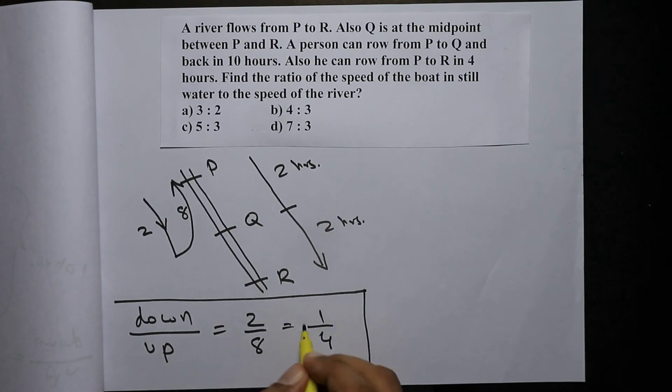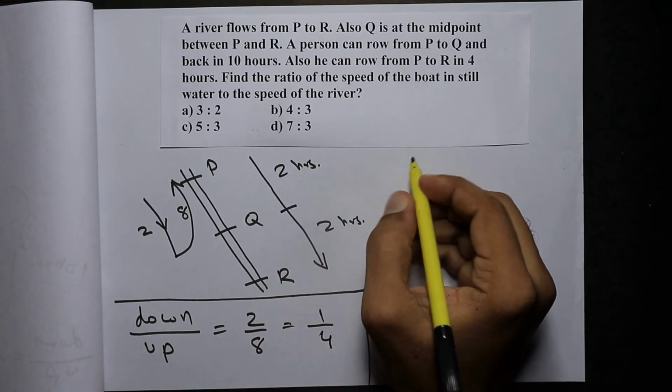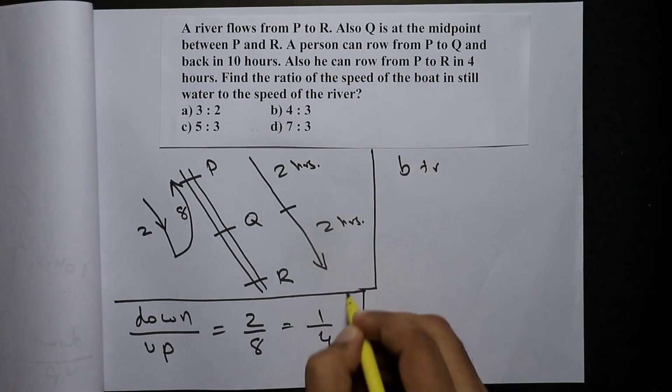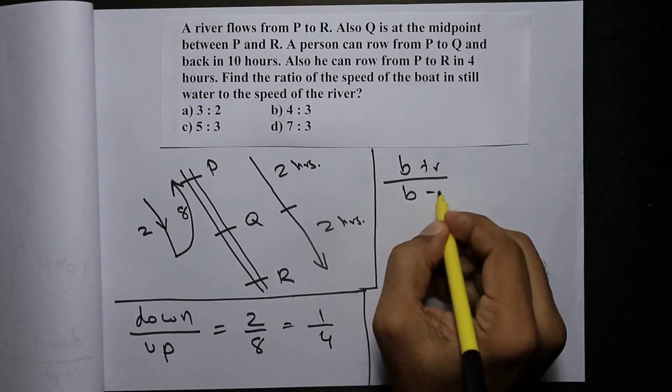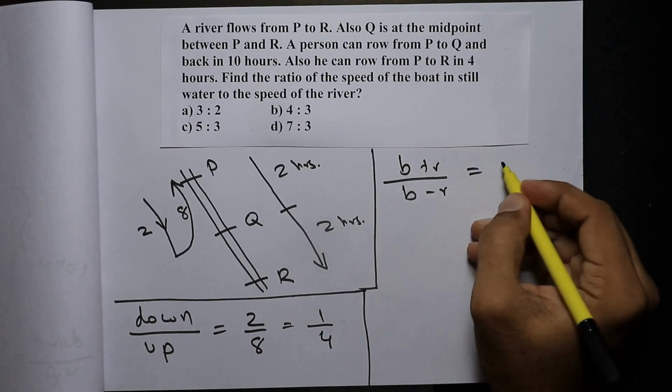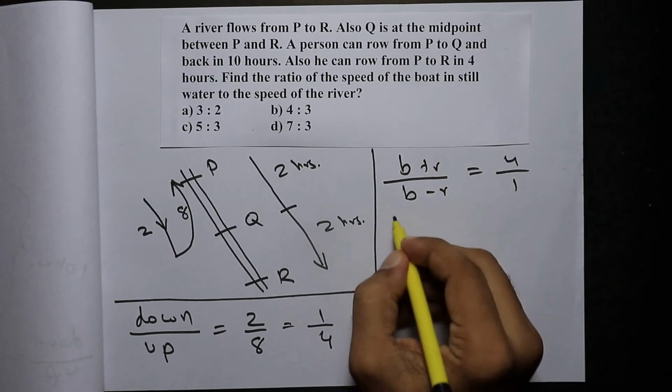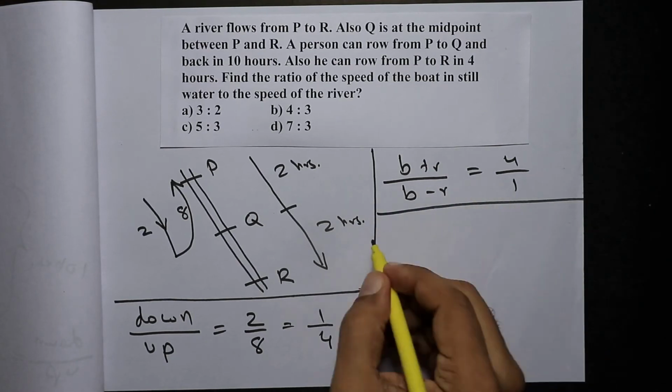So let us compare the speeds. When you are downstreaming, effective velocity will be B plus R. When you are upstreaming, effective velocity is B minus R, and the speeds should be in the ratio 4:1. So let us solve it. I'll just cross multiply now.